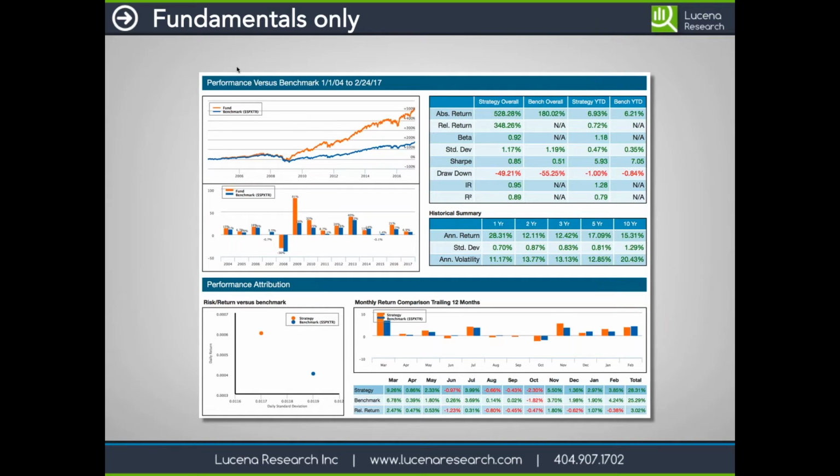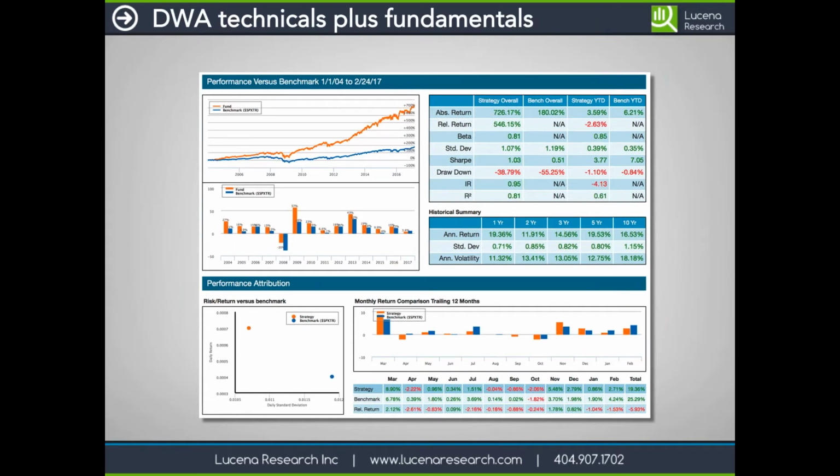And that's sort of the magic of the processes we have at Lucena, is we're able to search across hundreds of data sources. In particular, we have in our database about 650 indicators for every stock, and we apply our machine learning algorithms to find which indicators work best with which others. And if we combine these technicals and fundamentals into one strategy, we get even better performance.